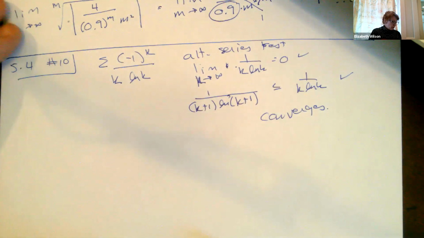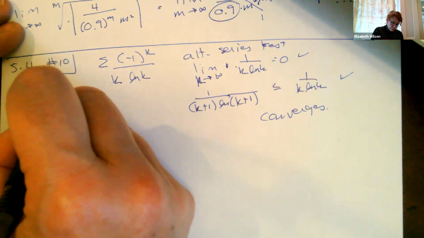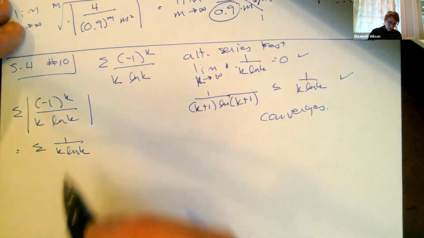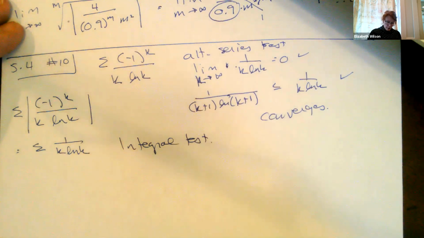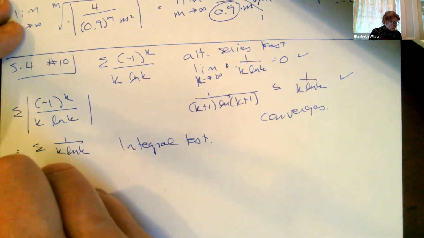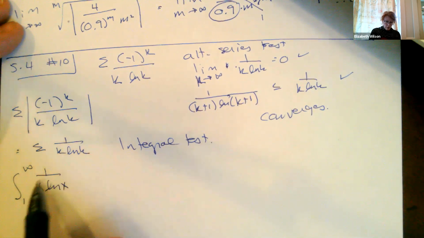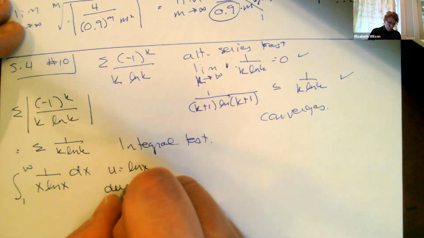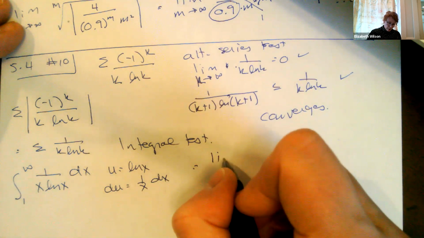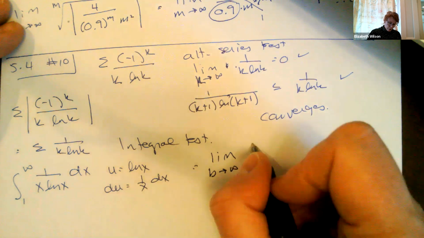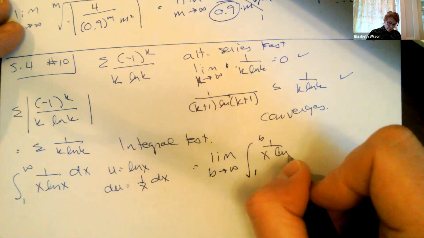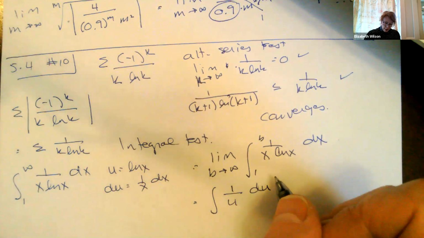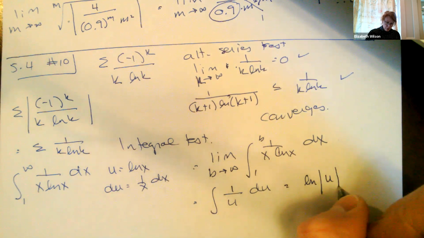Now I have to do the absolute check, which I can do the integral test on. If I do the integral test, this is going to become the integral from 1 to infinity of 1 over x ln of x. I can do that because it looks like a function and its derivative is in there already. So my u is ln of x, my du is 1 over x dx. Technically I need to convert this first, so let me do 1 to b. This is going to be 1 over u du, so then we're going to get ln of u.